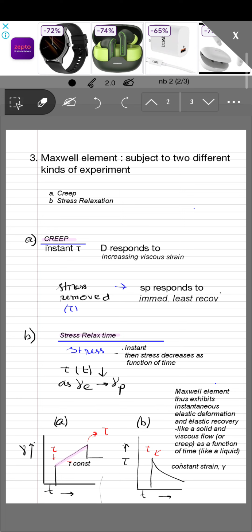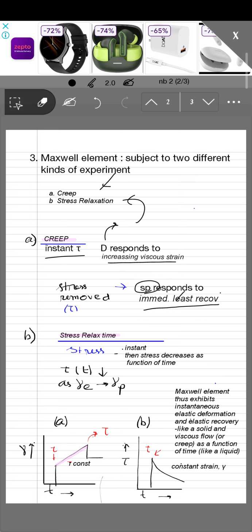there are two types of experiments which can be done. One is the creep experiment, another one is the stress relaxation experiment. In the creep experiment, the stress applied is instantaneous and the dashpot responds with viscous strain. So as soon as the stress is removed, there is a decrease. The spring now comes into the picture, and the spring then responds immediately with the elastic recovery.